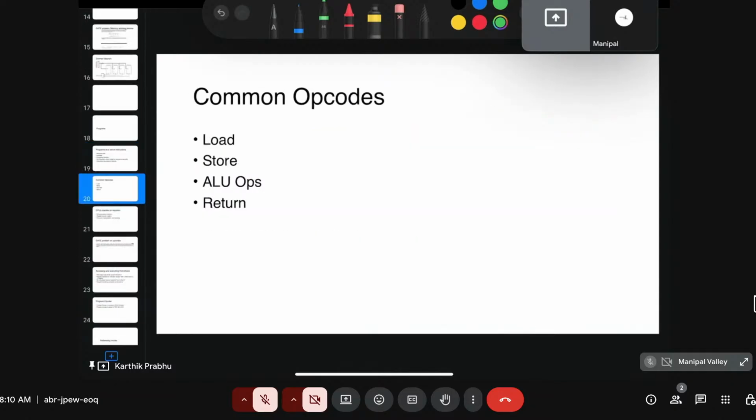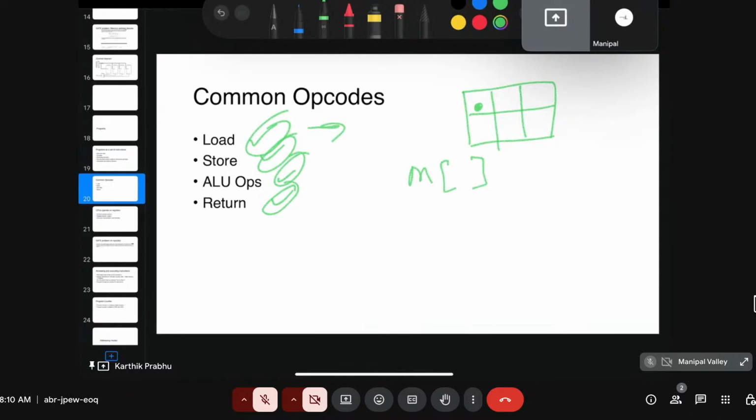Okay. So common opcodes, like I said, there are four major opcodes: load, store, ALU, and return. Load basically means if we have a memory, it can be any memory for now, we want to find a location. So load is going to take from a particular location in memory. In instructions, we refer to memory using M. So keep this in mind.